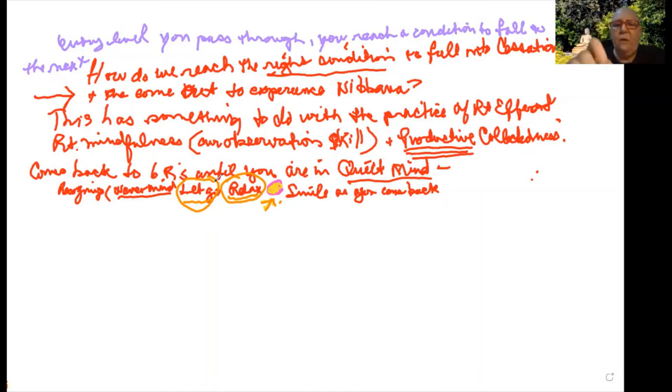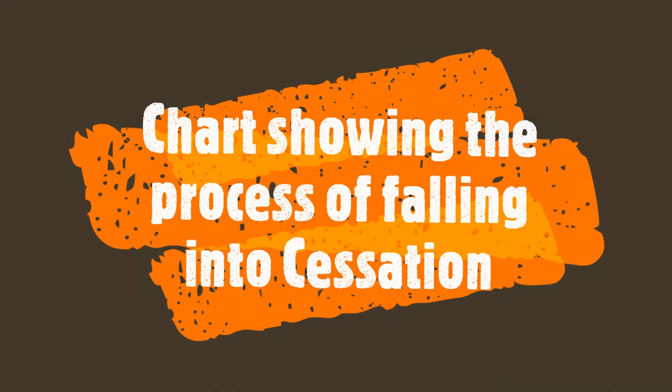So this is how you're preparing the practice of the release, the letting go: relax, smile, and come back. Recognize, let go, relax, smile, come back. That's the principal guts of the practice. And then just saying, repeat this, keep doing it, is encouraging you to not pay attention to anything, anywhere, anyhow, just nothing. And just keep doing that. It will take you through to cessation, and you'll fall in cessation, okay?